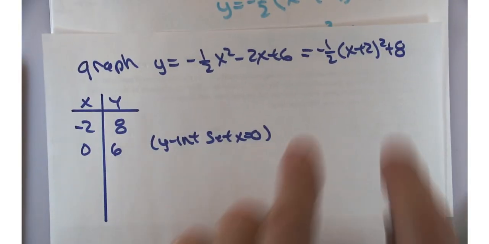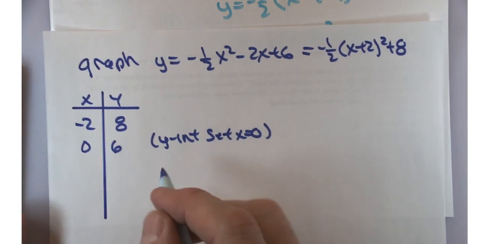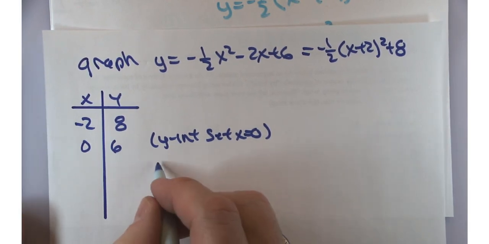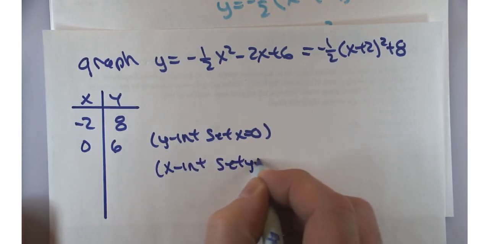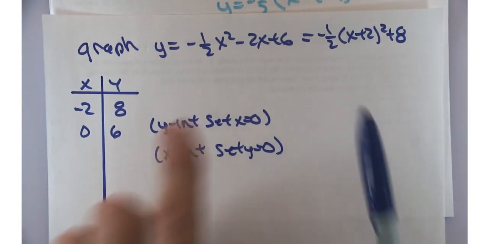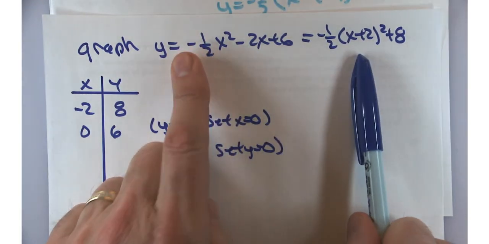What about finding the x-intercepts? What do I have to do to find the x-intercepts? Change the y to 0. Yes, change the y to 0. So for x-intercepts, we're going to set y equal to 0. Now you've got two choices of where to do that. You can do it here or you can do it here.